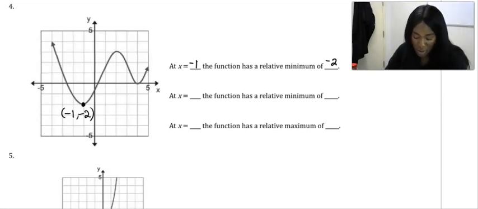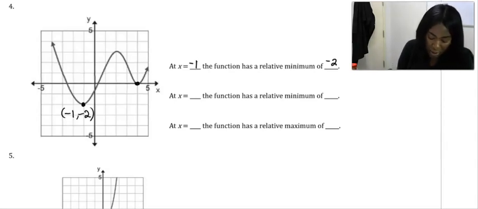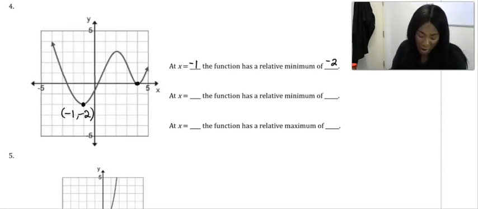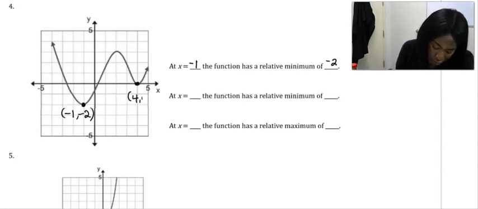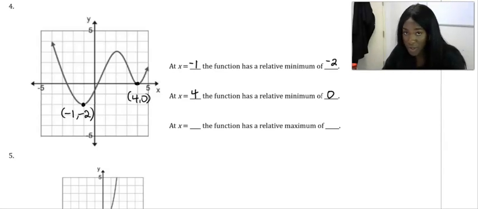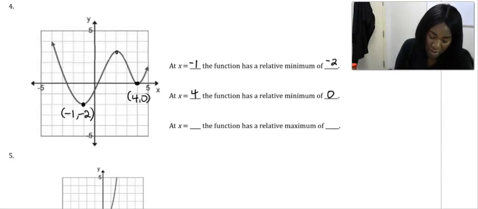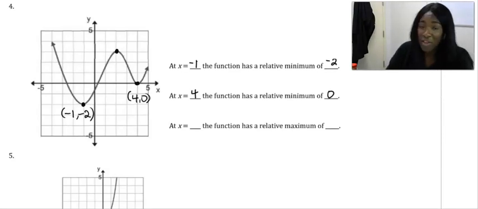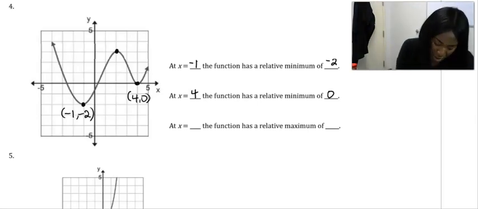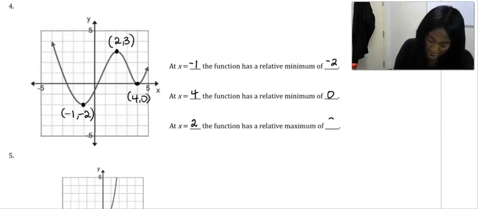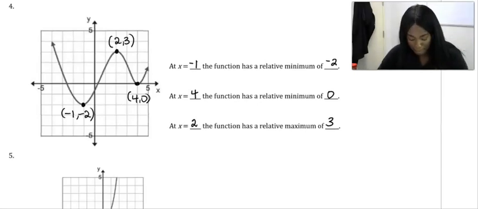Now let's move on and talk about the second relative minimum that the graph has, which is happening here. The next valley in the graph is at the point 4, 0. So at x equal to 4, the function has a relative minimum of 0. And then finally, the relative maximum of the graph is happening there. We're looking for the hills in the graph where the graph changes from increasing to decreasing. This is at the point 2, 3. So at x equal to 2, the function has a relative maximum of 3.